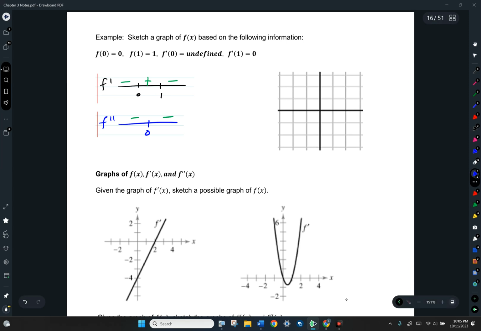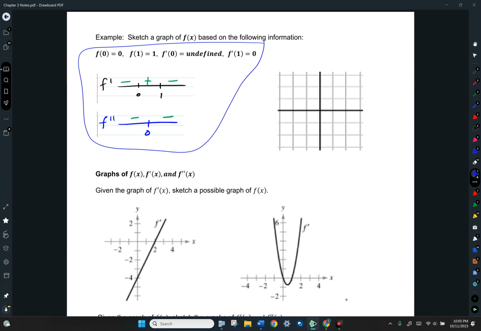Okay, so let's say we're given all of this information, and I want to put it all together to sketch the graph of f. Well, I always start with any specific points that I know. Okay, so this means I have the ordered pair (0, 0). This means I have the ordered pair (1, 1).